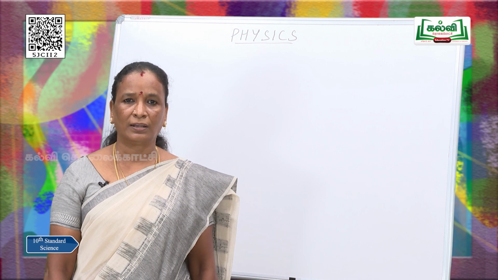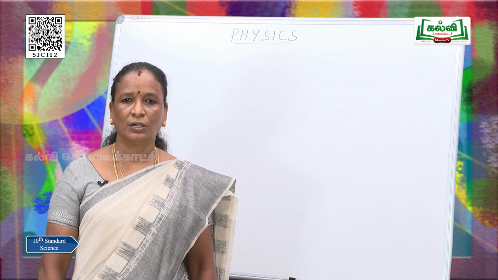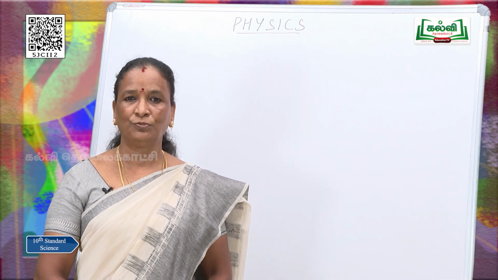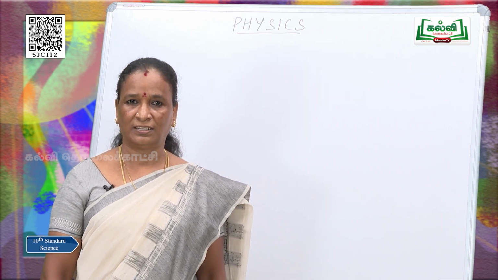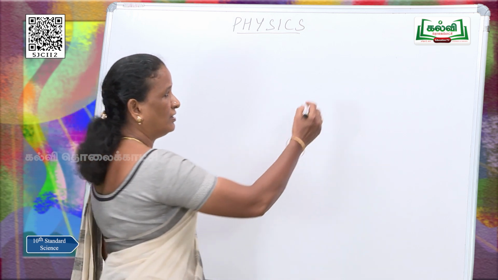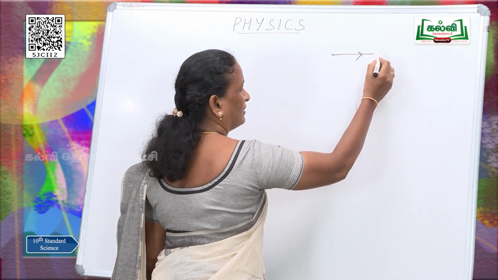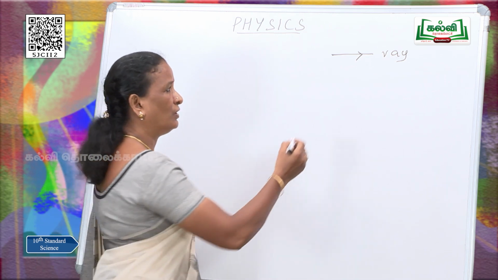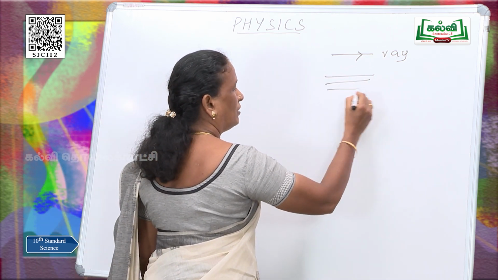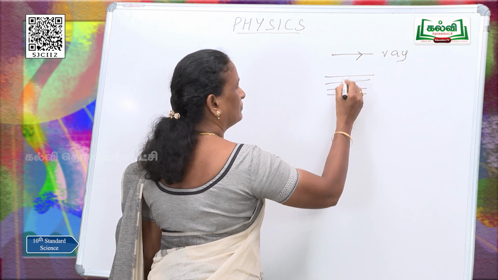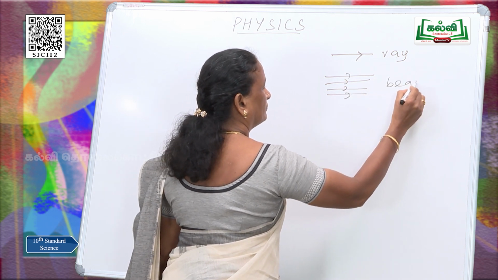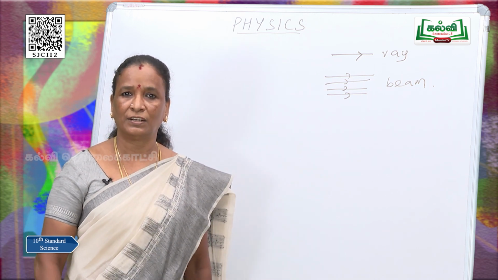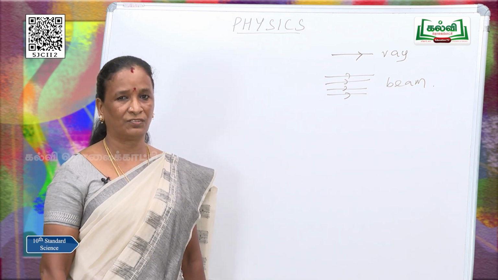Let us recall what are the properties of light, or what you have learnt so far. First one, the path of light. The path of light is called a ray. Group of these rays are called a beam. Then light travels in a straight line. Already you know very well, light travels in a straight line.